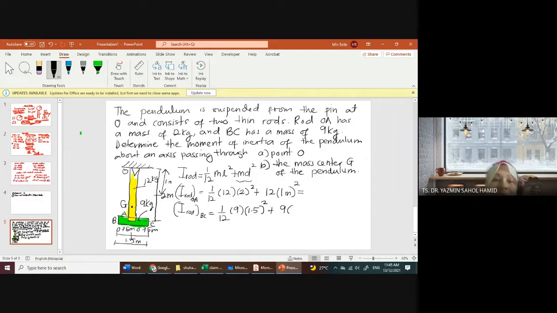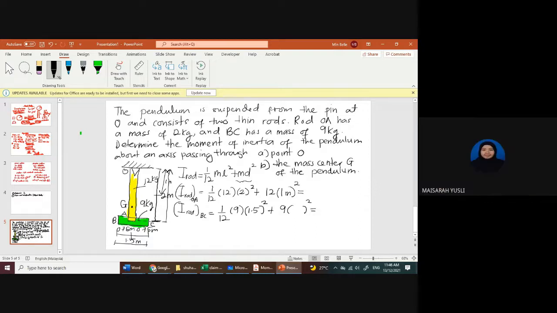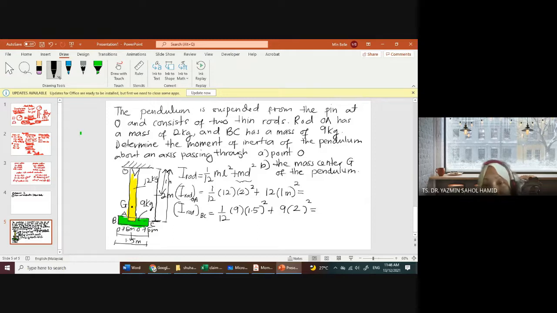Okay, now. Dia punya center betul-betul kat sini. So, center dia kat sini, sampai ke point O atas ni. So, berapa dia punya D? Kelas, D dia berapa? 2 meter. 2 meter juga. Okey, faham. So, tolong dapatkan value ni.